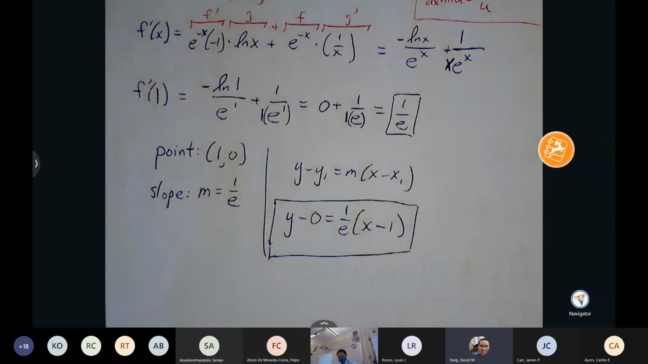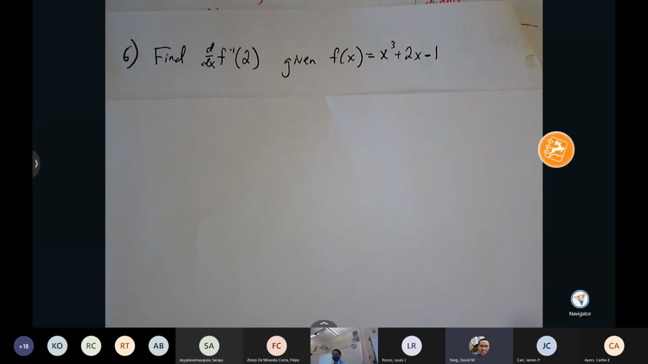Okay, so this is not on the morning review, but this is on yesterday's worksheet that I went over. Being able to find the derivative of an inverse at a point.